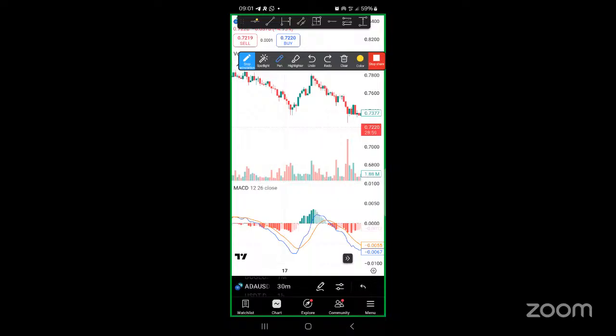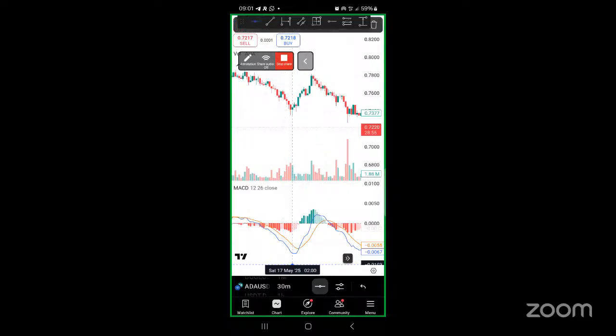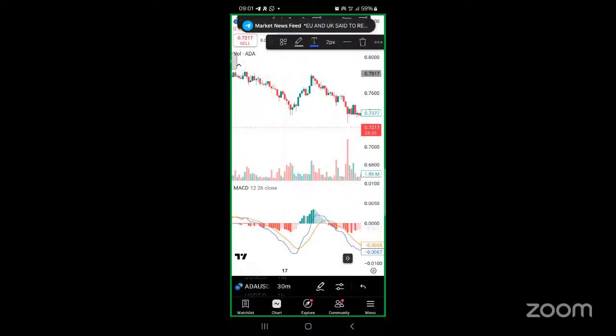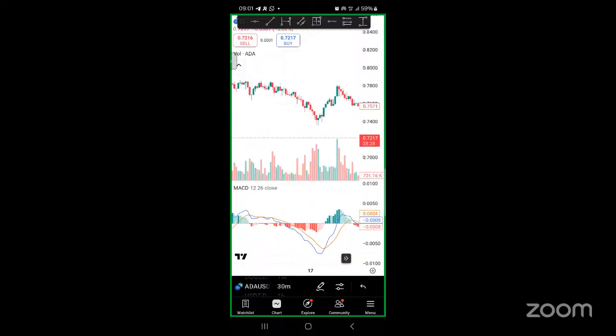And if we put our line here, let me see if we can put the line. I'll put this line right here. Where did the MACD indicator form the golden cross?